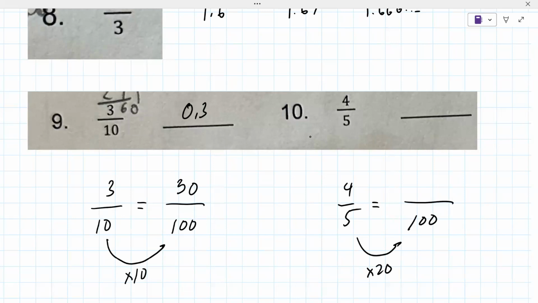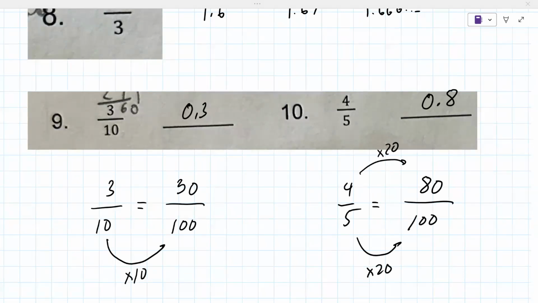Oh, 4 times 20 is 80. So 0.8. Yep. So try 11 and 12. They're the same approach.